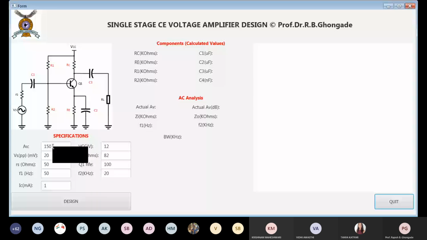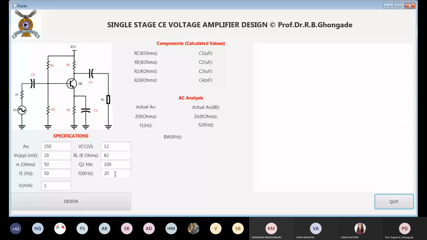AV 150 BS. This is in peak to peak. So it was peak earlier. Now this is peak to peak. So double. All right. The source resistance is 50 ohms. Lower cutoff frequency is 50 hertz. VCC is 12. Load resistor that is given is 82 kilo ohms. HFE for Q1 is 100. And the upper cutoff frequency is 20 kilohertz.